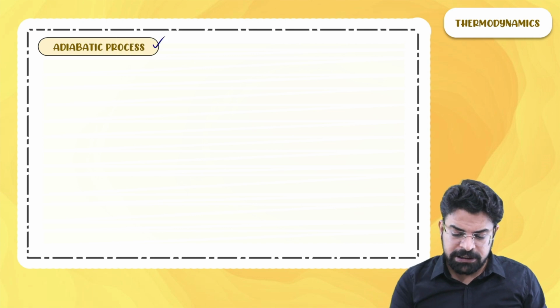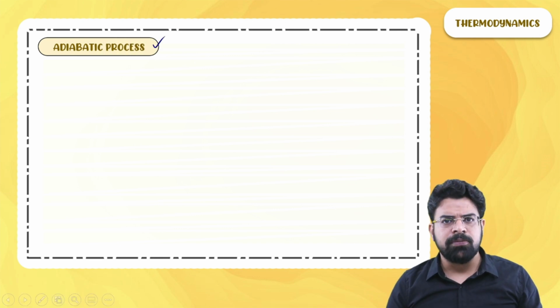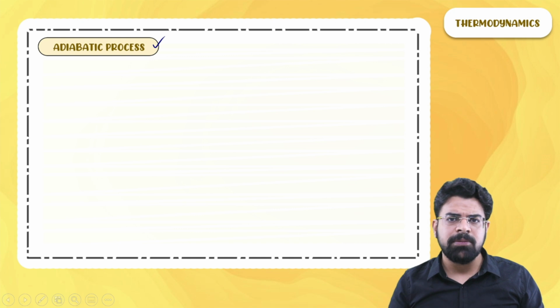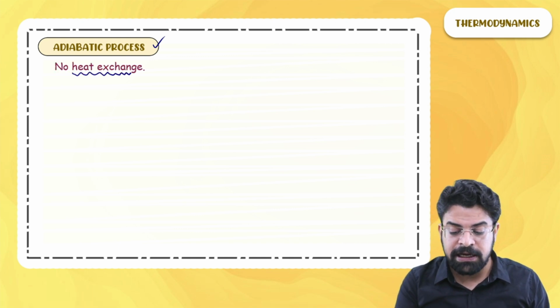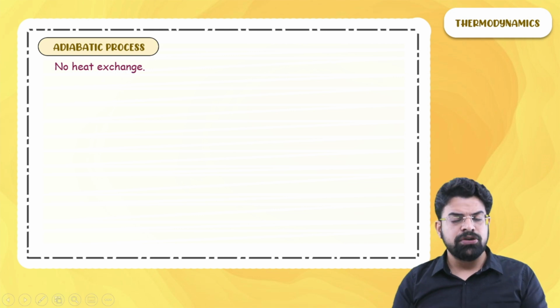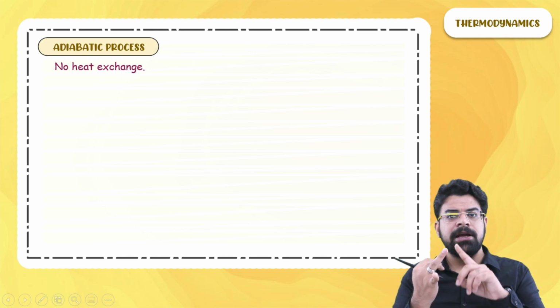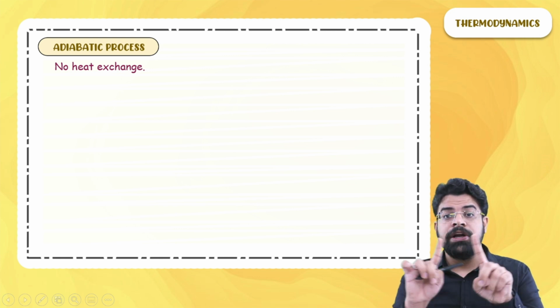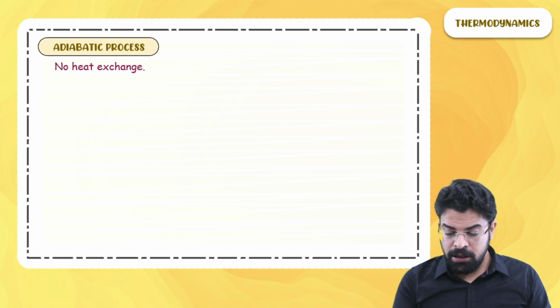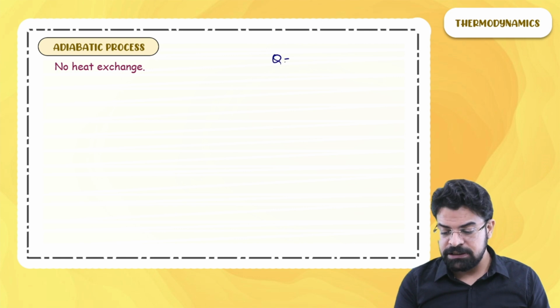So the next process we need to talk about is the adiabatic process. So what is an adiabatic process? An adiabatic process is the one in which no heat exchange takes place. So isochoric, constant volume; isobaric, constant pressure; isothermal, constant temperature; adiabatic, no heat exchange. So we know the first law says that the heat given equals change in internal energy plus work done.